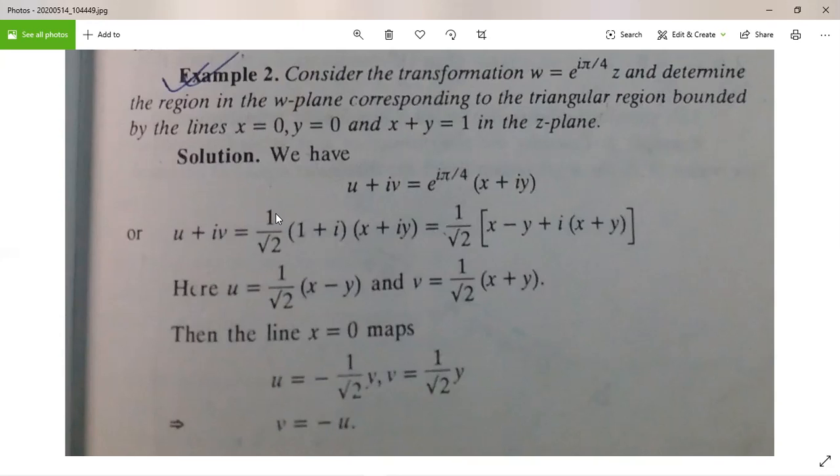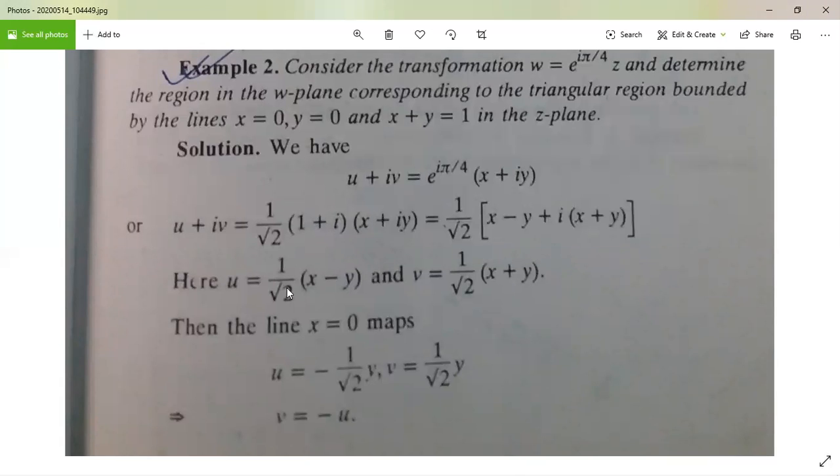The value of cos pi by 4 is 1 by root 2, and sin pi by 4 equals 1 by root 2. Therefore, 1 by root 2 will be taken out. Then we have (1 plus i) into (x plus iy). After multiplying, we get 1 by root 2 times ((x minus y) plus i(x plus y)). Therefore, u equals 1 by root 2 (x minus y), and v equals 1 by root 2 (x plus y).